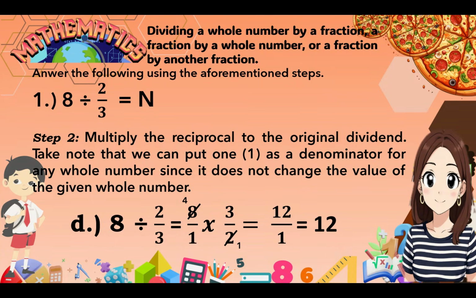If you don't want cancellation, you can actually directly multiply the numbers. 8 times 3 equals 24, and 1 times 2 equals 2. So 24 divided by 2 equals 12. You will arrive at the same answer.